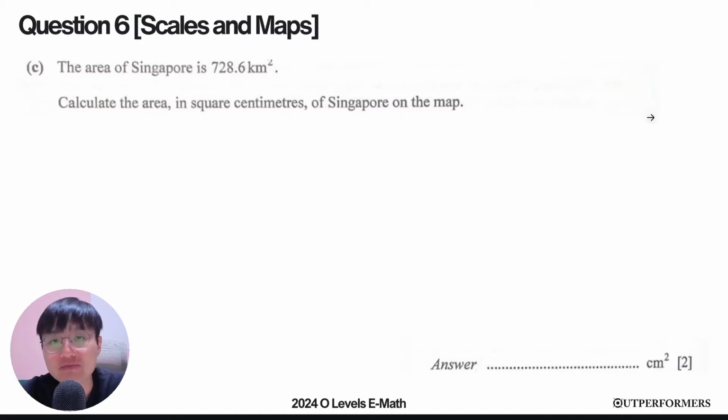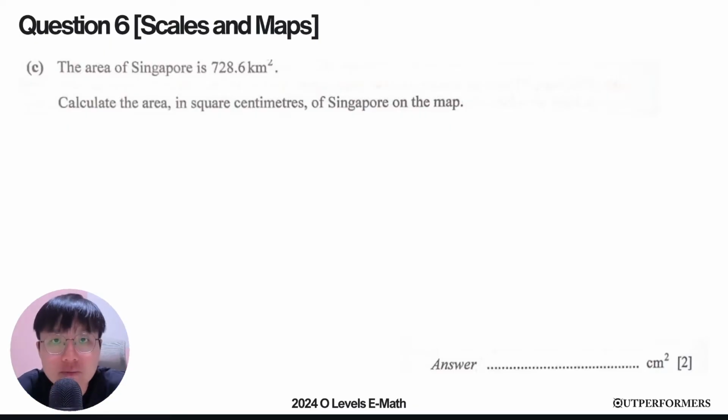And then we have part C, a very common flow as you can see for scales and maps. Firstly, they like to ask for maybe a changing of the scale. Secondly, they will give you some sort of length, maybe map length convert to actual, or the actual length convert to the map's one. But ultimately, after that, part C, usually they will scale it up to area. So part C says the area of Singapore is 728.6 kilometers square. Calculate the area in square centimeters of Singapore on the map.